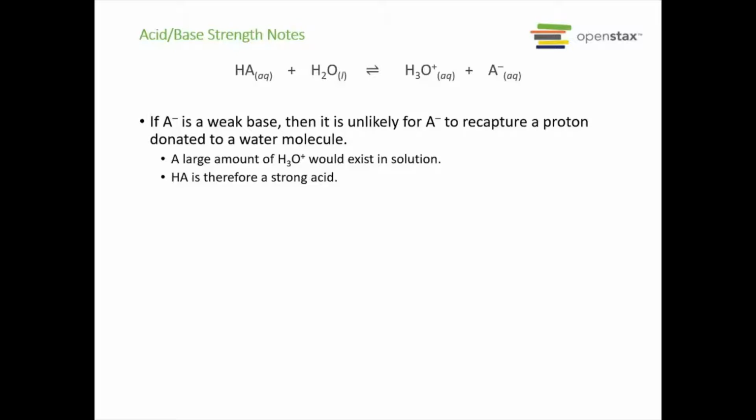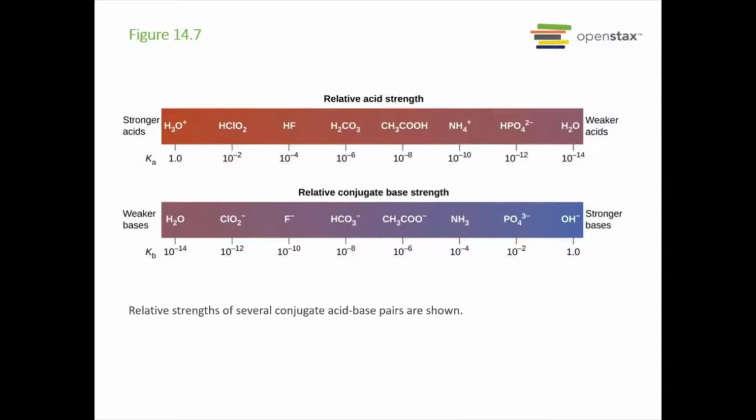Okay, so if A minus is a weak base, then it's not going to be able to recapture all of these protons being donated to a water molecule. So we're going to have a high amount of hydronium, making HA a strong acid. Strong acid, weak conjugate base. Strong base, weak conjugate acid. So you can see this picture here showing you where the stronger acids are on the same side as the weaker bases, weaker acids on the same side as the stronger bases. So they're opposite strengths.